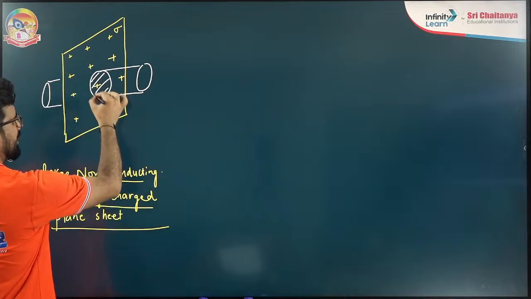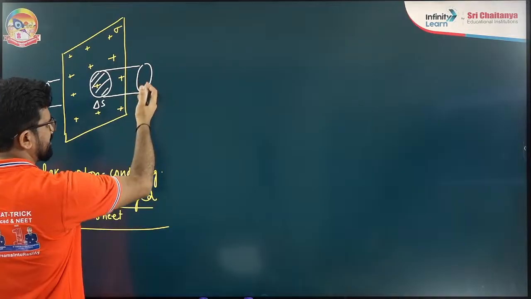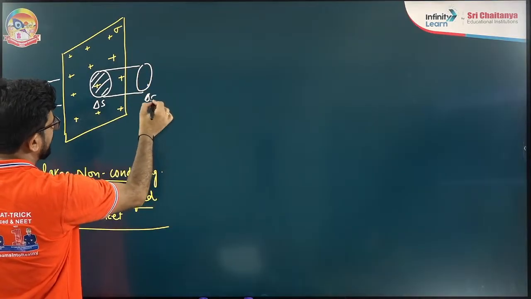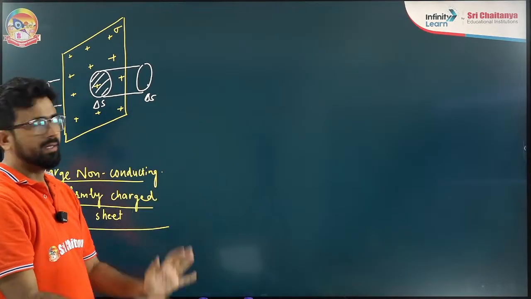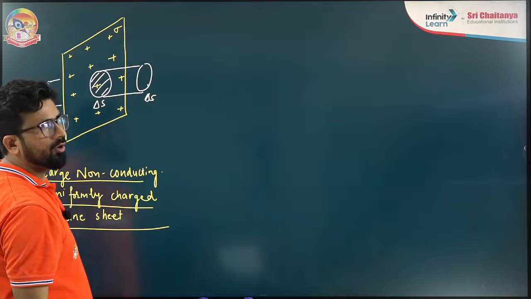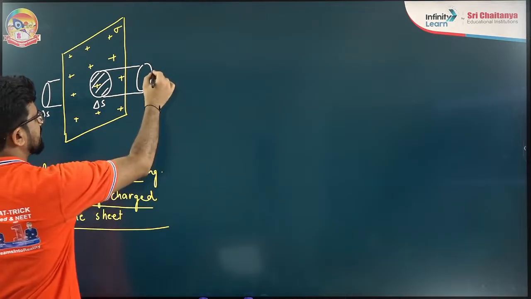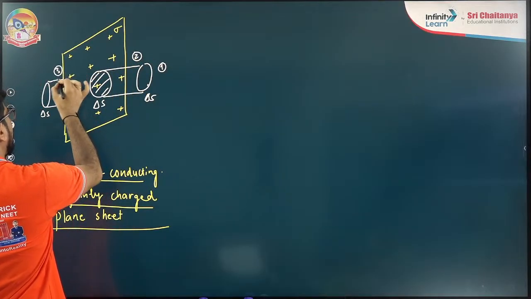Now suppose this area I am saying is delta S. Okay, this is the delta S. So simultaneously it is also delta S. No doubt about it. Okay, this is both sides. Now try to understand it. How many surfaces are there? So I am taking there are 4 surfaces. What are the 4 surfaces? This is surface 1, this is surface 2, this is surface 3, and this is surface 4.